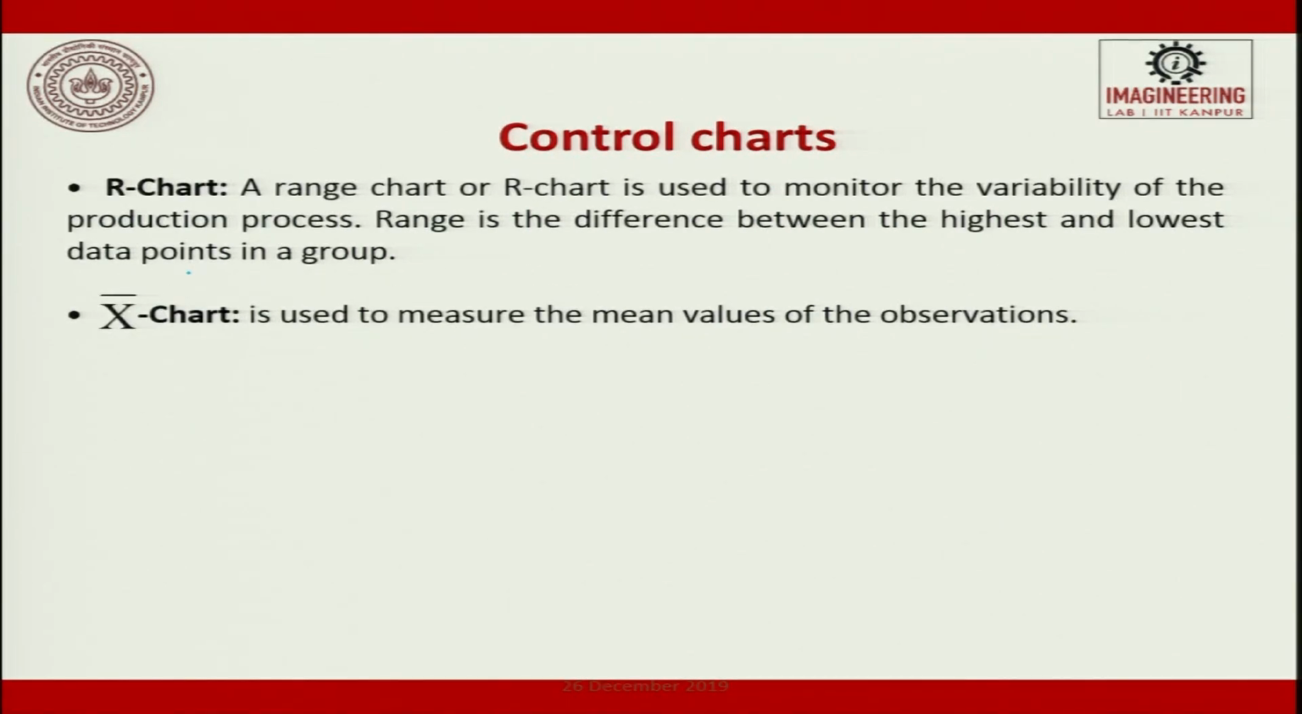There are two major control charts. The first is the R chart. A range chart or R chart is used to monitor the variability of the production process. Range is the difference between the highest and the lowest data point in a group. So, this is the R chart. We also have the X bar chart, which is used to measure the mean value of the observations.